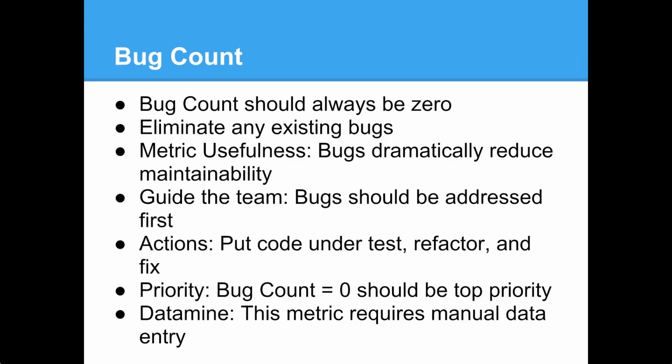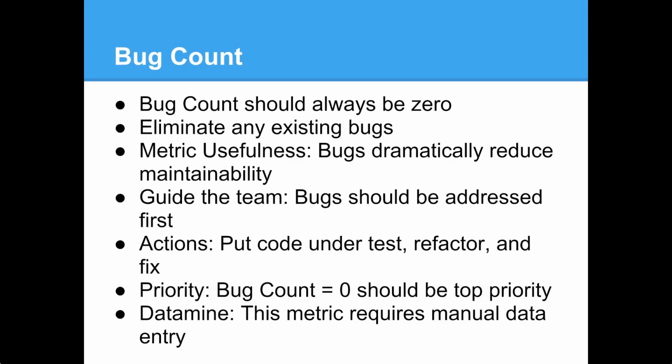Bugs are a pretty easy metric. We want the bugs to always be zero, and we want to eliminate any existing bugs. Bugs dramatically reduce the maintainability, and the best way to guide the team, and I mean this in a sense of retrospecting, is to ask the entire team whether bugs should be addressed first and why, and retrospect on that.